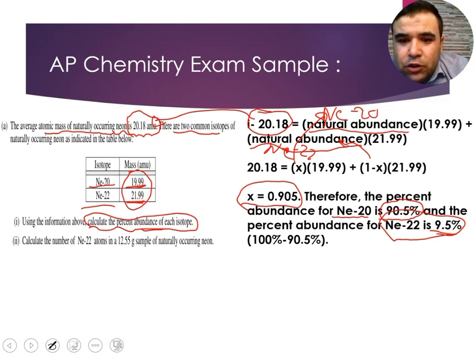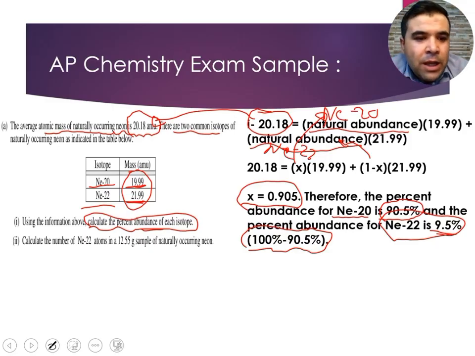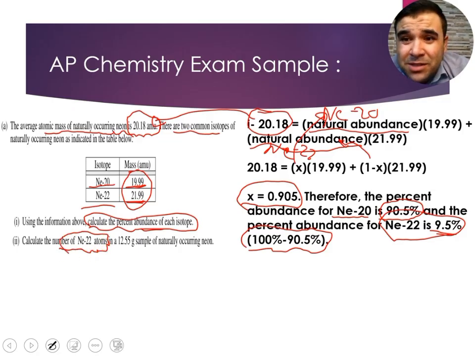How did we calculate neon 22? 100% minus 90.5%, you'll get 9.5%. That's part 1. Part 2 says calculate the number of neon 22 atoms by using the mass of it.